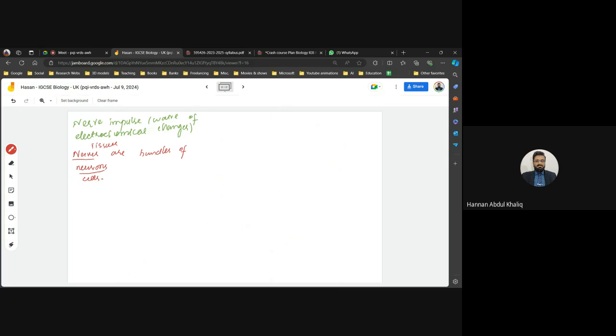Neurons are cells. Before telling you about the neurons, I would like to tell you a bit more about the nerves. There are three types of nerves. One type of nerve is a sensory nerve. How would you define it?